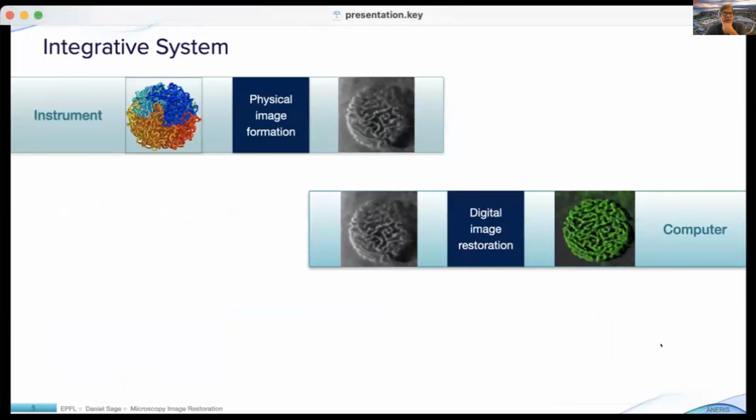I also like to see the scene as an integrative system in imaging. On one side, we have the instrument. We have an object, and we acquire an image through a physical image formation. So in real life, it's physics. And then the image comes to the computer and we start to do digital image restoration.